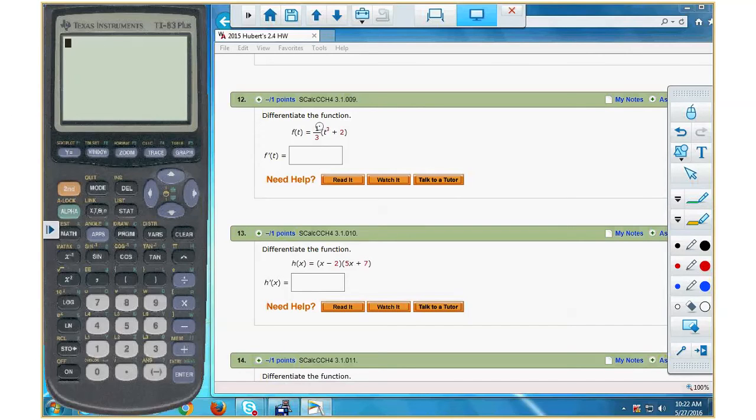Same thing. You could distribute, that'd be 1/3 t to the third plus 2/3. And why am I not worried about the 2/3? Because when you take the derivative, what's going to happen to the 2/3? It's going to drop out. So that's gone. So now all you're dealing with is this. Well, 3 times 1/3 is what? 1. So if you're going to take the derivative, you get 1 t, and what's 3 minus 1? 2. So your final answer is t squared.